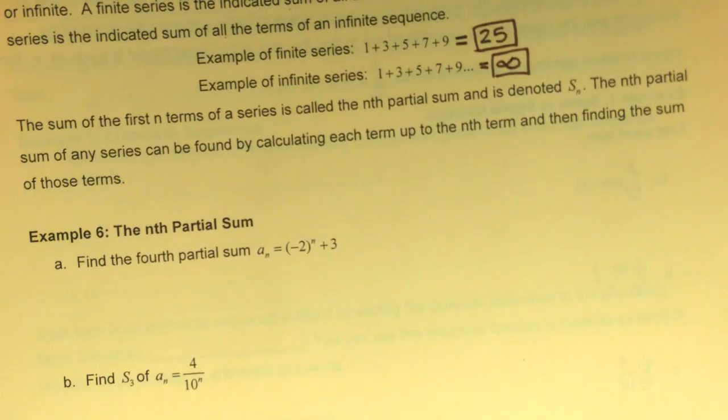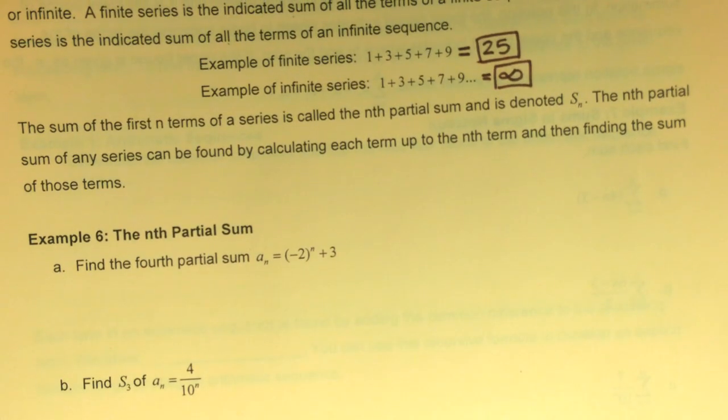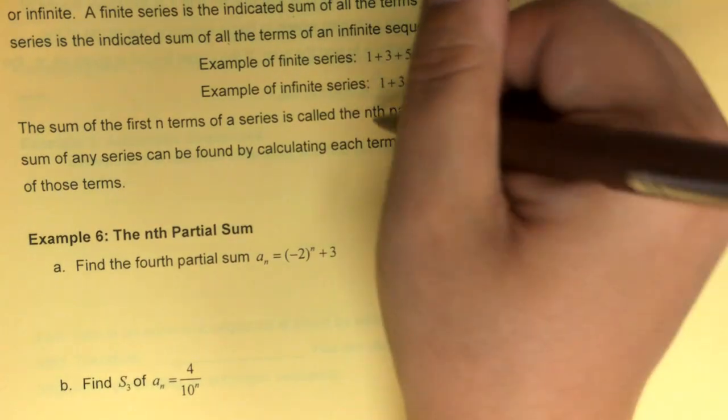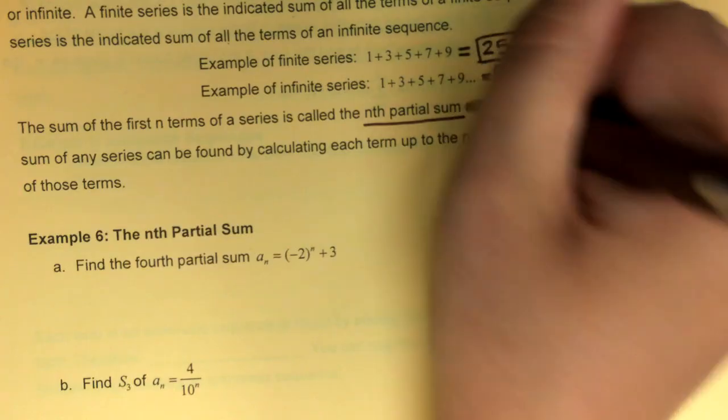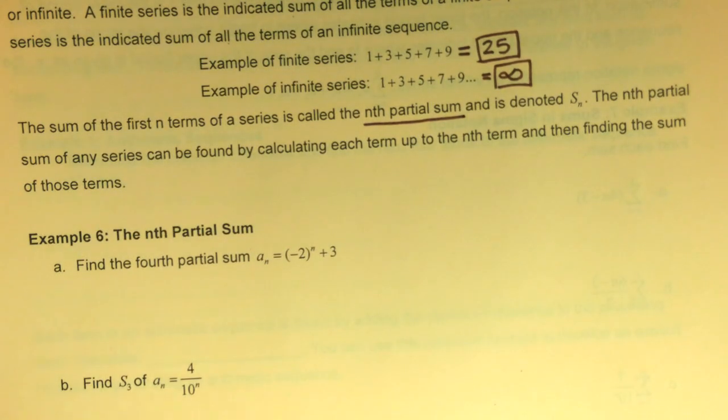Alrighty. Now, the sum of the first n terms of a series, we call this the nth partial sum. Underline that, please. So if I ask you for the third partial sum, I'm asking you to take the first 3 terms and add them together. If I asked for the 10th partial sum, I'm asking you to take the first 10 numbers and add them together. So anytime you hear me say partial sum, you're adding things together. And whatever number I say, that's how many you add together.